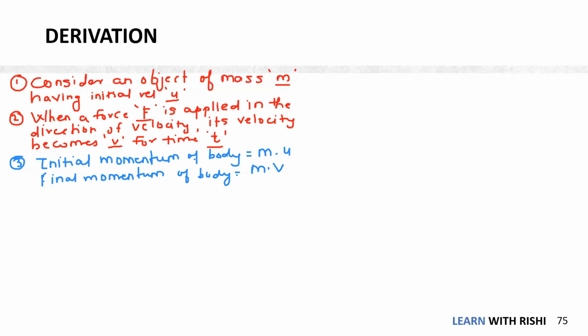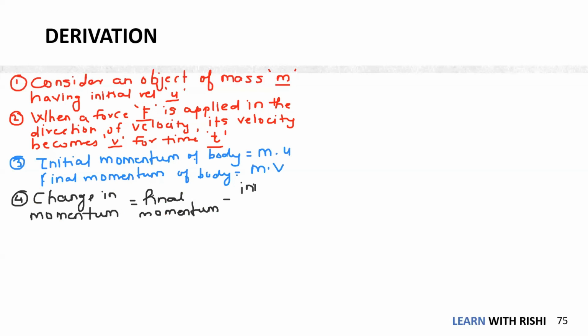Now we have to find the change in momentum. So what is change in momentum? Fourth point, change in momentum. Whenever I say change, change means final momentum minus initial momentum. So my final momentum is m into v minus initial momentum m into u. So this is my change in momentum. Now the fifth point will be rate of change of momentum.